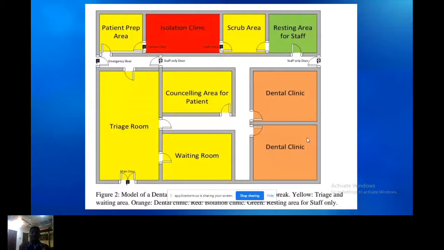And the red zone is where you are treating patients who are either COVID-19 positive or where aerosol generation will be there. Okay, and the green zone, as you can see in this diagram, is the resting area for the staff. And in the yellow zone, we will have the waiting area for the patient. The diagram itself is very well explanatory. Okay, and there will be a separate donning and doffing area, which we are going to talk about in the subsequent slides.